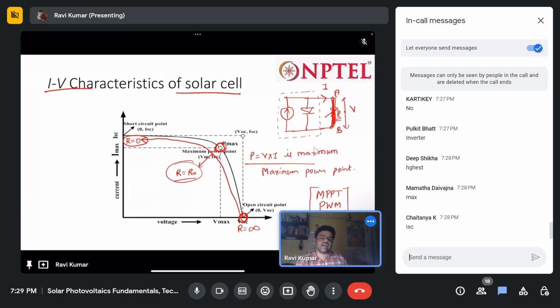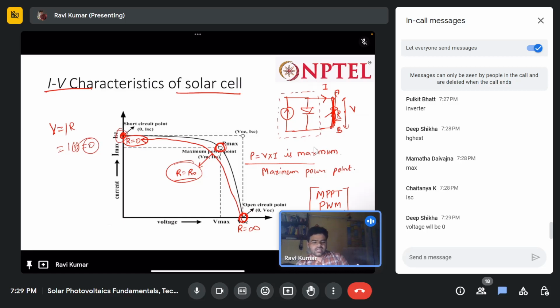Yes, ISC. ISC is the short circuit current, the current flowing when our cell is short circuited. So this is the point. Here current is maximum and voltage across zero resistance is 0, because V equals IR. If I is maximum but R is 0, then V will be 0. Yes, Deepsika, voltage will be 0. So this is our ISC.